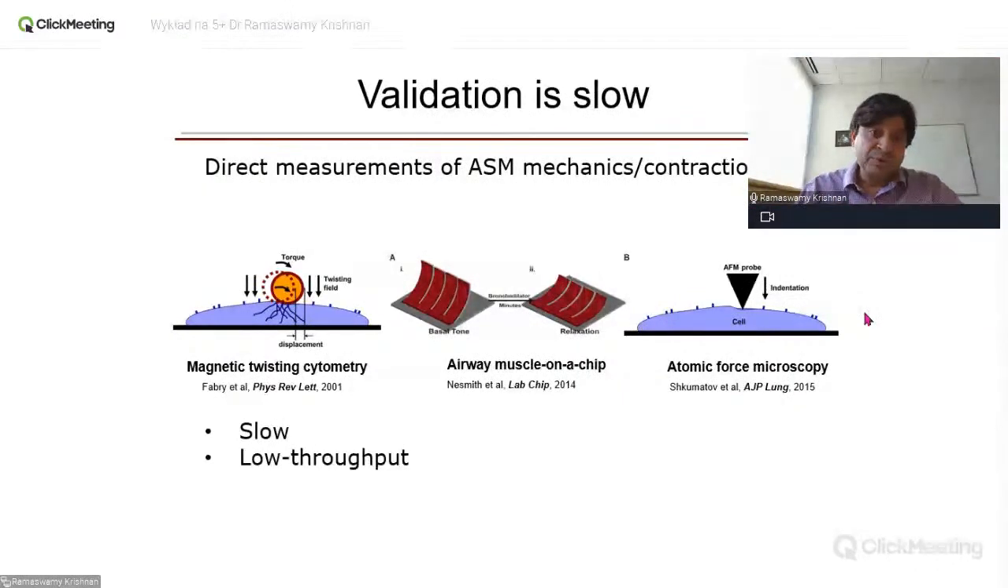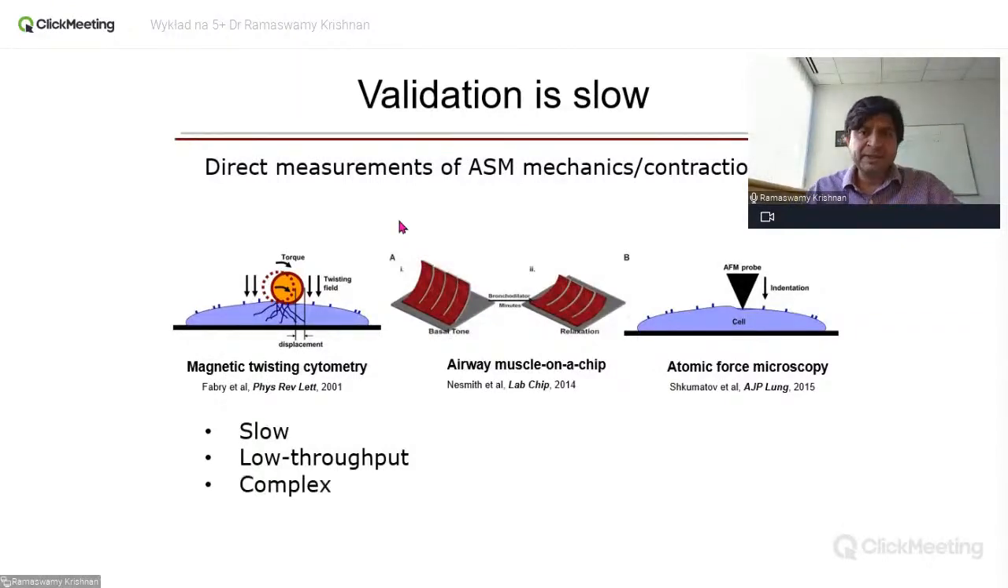The low throughput. These methods, for example, magnetic twisting cytometry, you have beads on a cell and you put it in a field. You run them one dish at a time, five dishes at a time. That is not high throughput. Typically, for high throughput screening, you need 100 wells, 300 wells, 1,000 wells at the same time. So you need it to be fast in that way.